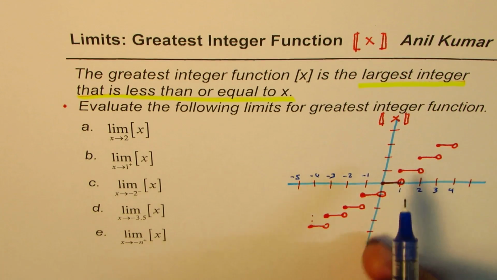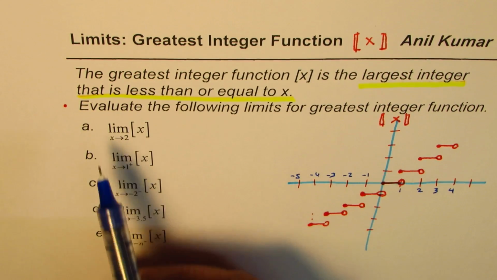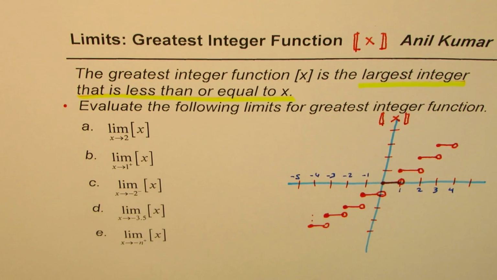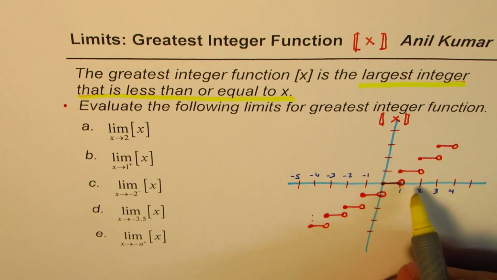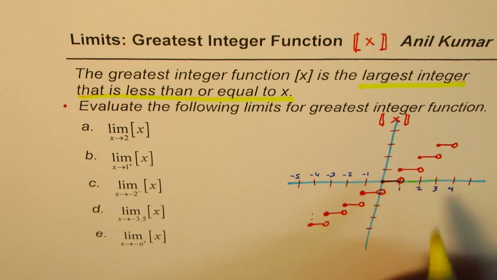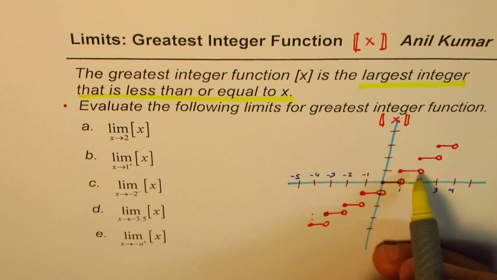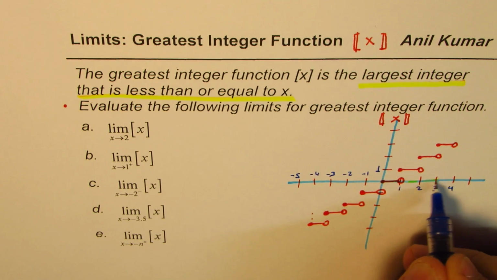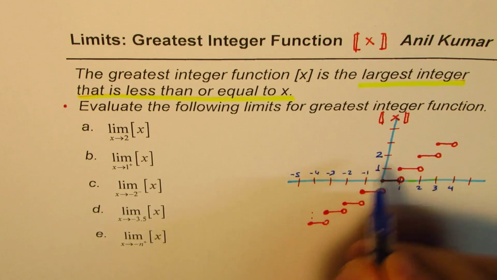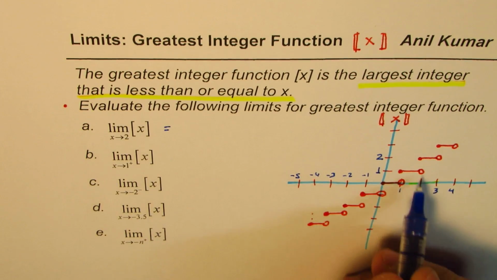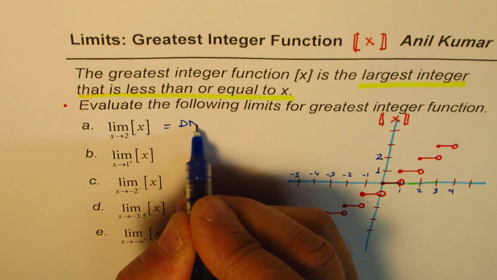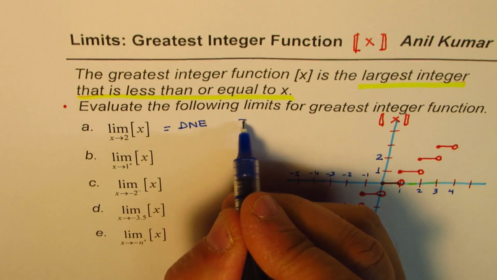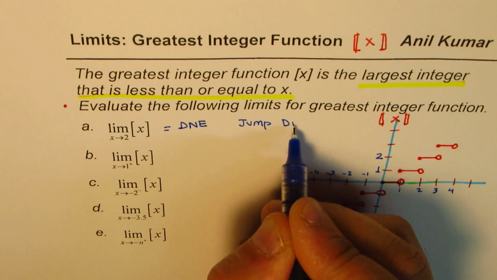So now let's answer the question. First one here is, what is the limit of greatest integer function when x approaches 2? When you are approaching 2, you have to approach from both sides, left and right. From the left side it is approaching the value 1, and from the right side you approach the value 2, and therefore this is a step function. There is a discontinuity. The limit does not exist. We have a jump discontinuity at this point. Is that clear?